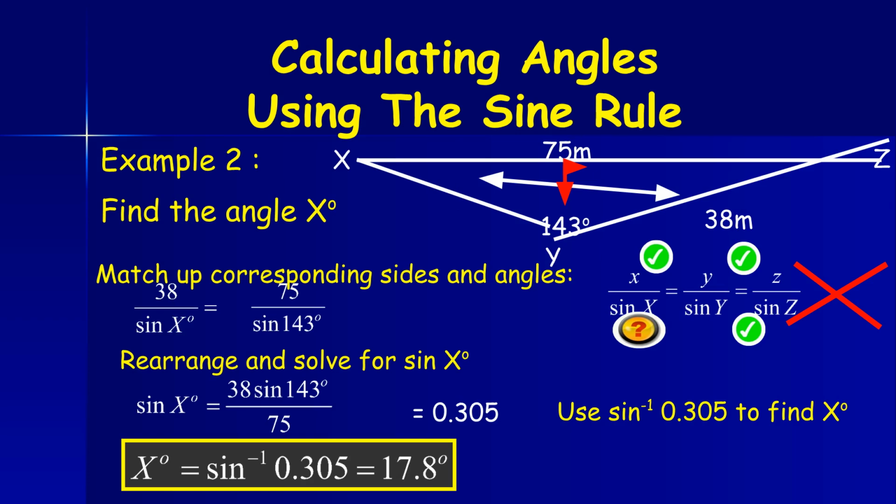Example 2. Find angle X. Match up corresponding sides and angles. 38 over sine X equals 75 over sine 143 degrees. Rearrange and solve for sine X, then use inverse sine to find X, which is 17.8 degrees.